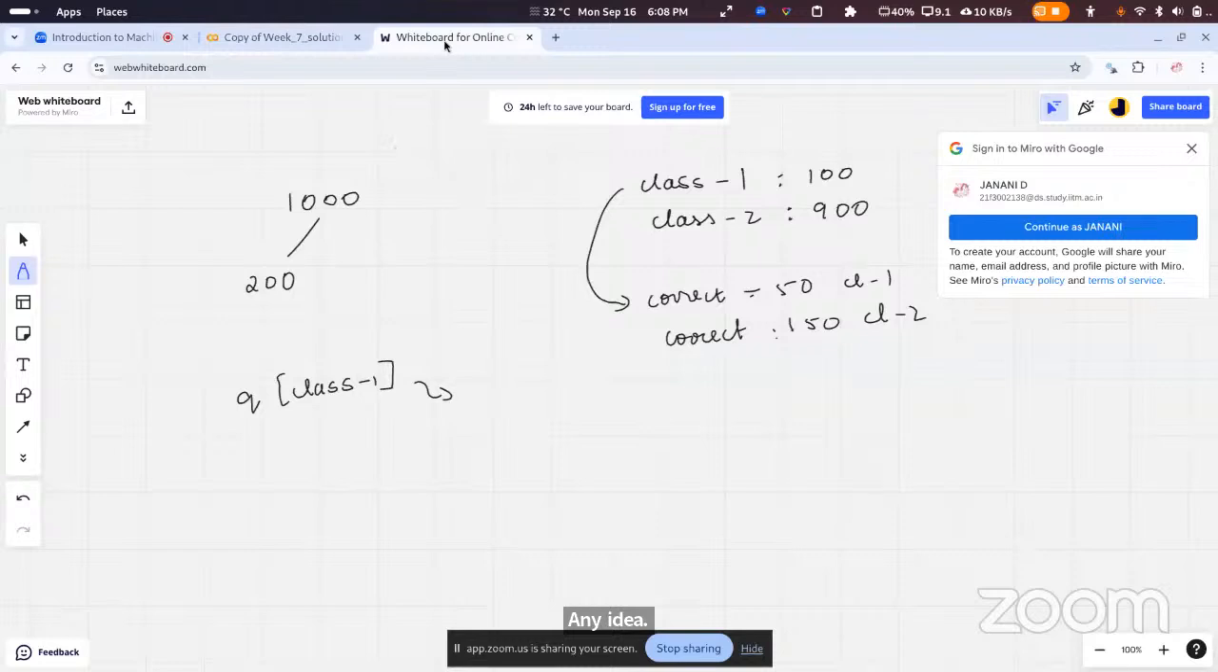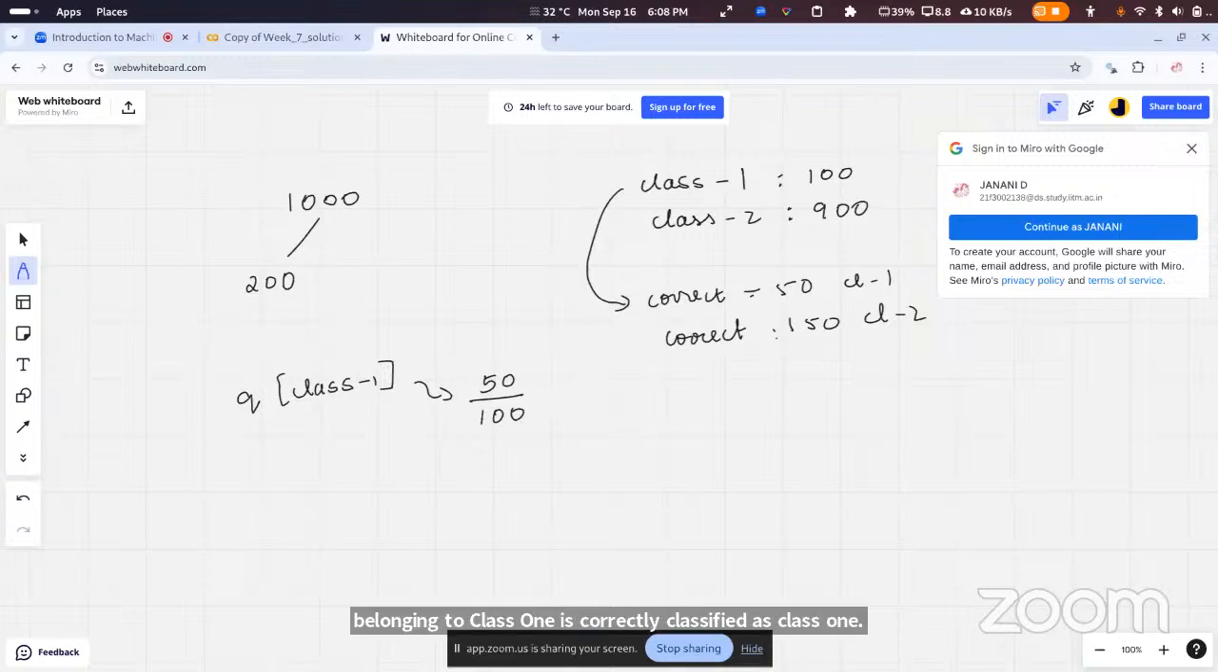So the proportion is going to be 50 by 100, correct? Because 50 points belonging to class 1 are correctly classified as class 1, and the total number of data points in class 1 is 100. So this would be the value of Q, that is 50 by 100, which is 0.5.